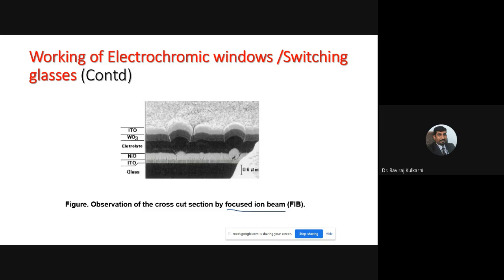This layer is the ITO layer. Okay, this layer is ITO. This is your tungsten oxide, and this is the electrolyte, and here it is nickel oxide, and then ITO, then glass. Okay, this is glass again. This is how it works.